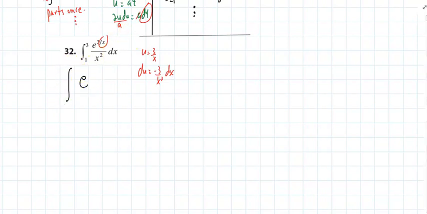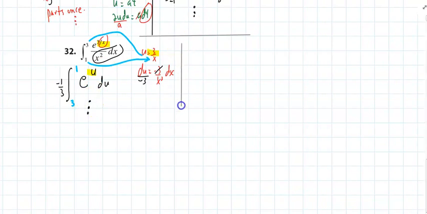So that is e to the u, and negative 1/3 du. And I should change the limits on the integral. u equal 1, I get a 3. u equal 3, I get a 1, and there it is. And now I don't have to go back to x, just finish it up. Substitute the 3 and the 1, and that's that. Or the 1 minus the 3, and that's that.